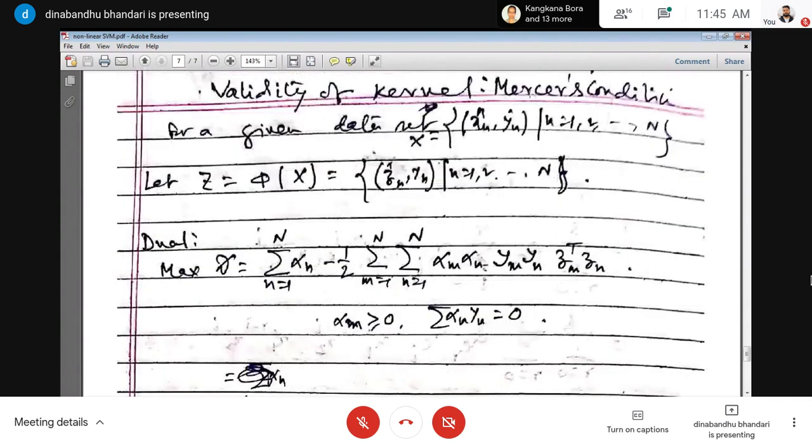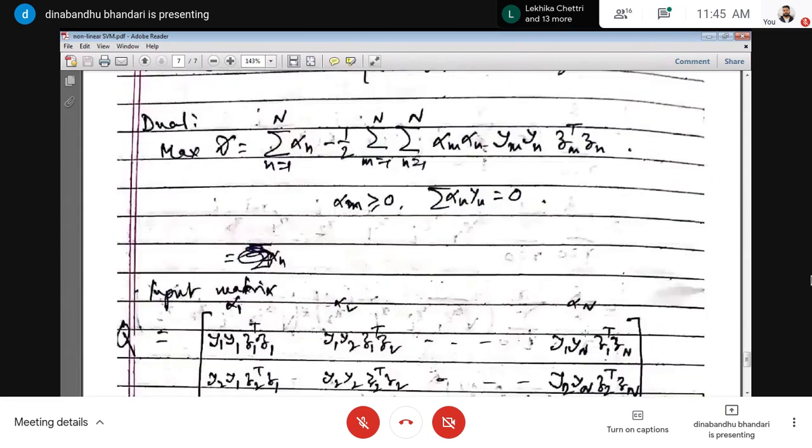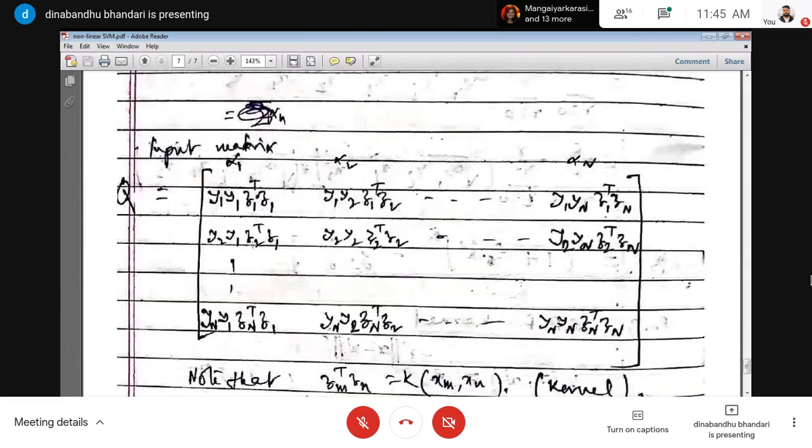Mercer's condition. A function, a kernel. Where do you use the kernel to calculate this? This one, right? All the dot products. That is the kernel. So you can use this kernel to compute this matrix, which we feed to the QP solver. Now, what would be the dimension of this matrix? If you have n number of data points, it will be n by n. And to compute all these dot products, you use your kernel.